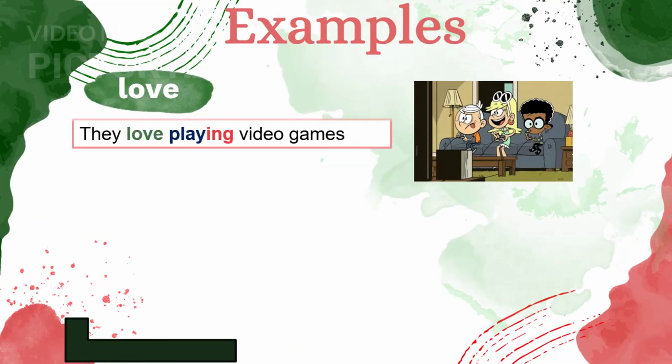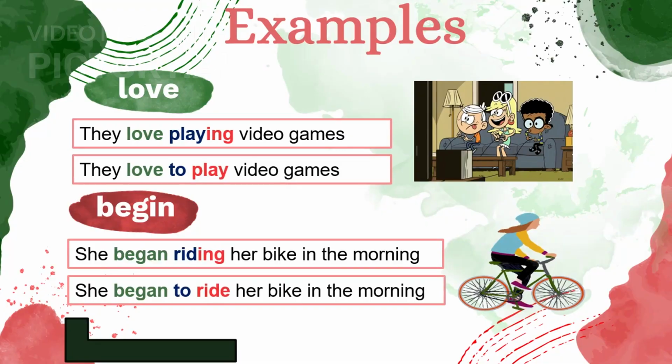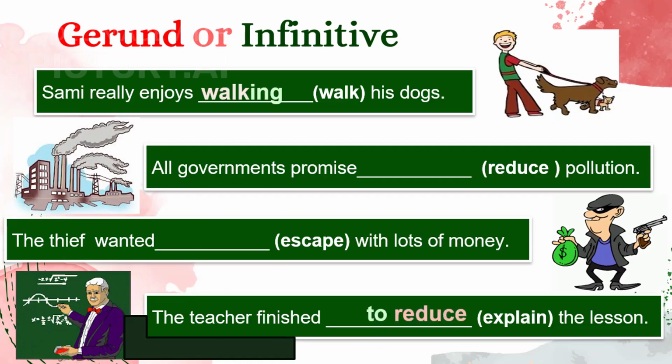Examples include, they love playing video games and she began riding her bike. Both forms can be used interchangeably, depending on the context. Let's practice. Sammy enjoys walking his dogs. Governments promise to reduce pollution, and the teacher finished explaining the lesson. These exercises reinforce our understanding.